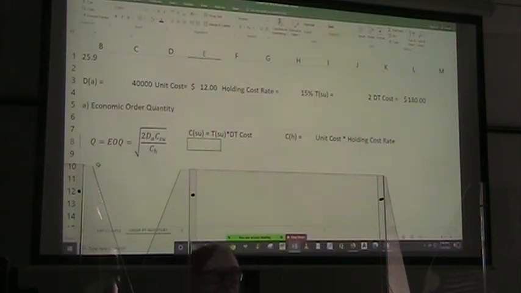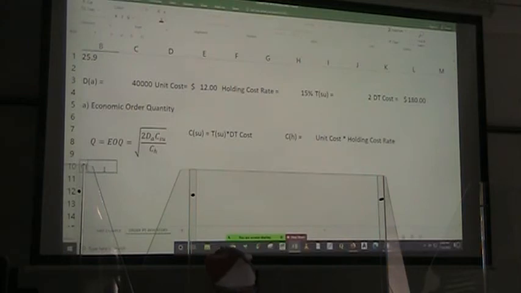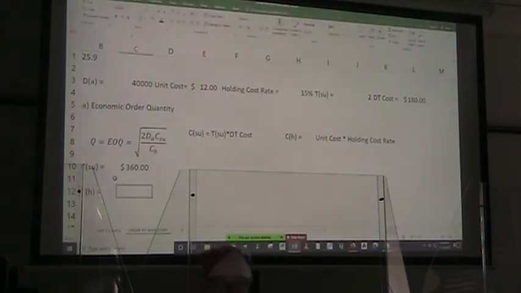All right, so let's figure out what is the cost of setup. Okay, well, easy peasy. It's going to be equal to our time of setup times our downtime cost. All right, so $360. Our holding cost is going to be equal to our unit cost times our holding cost rate.